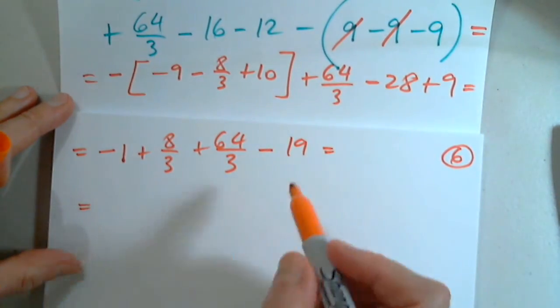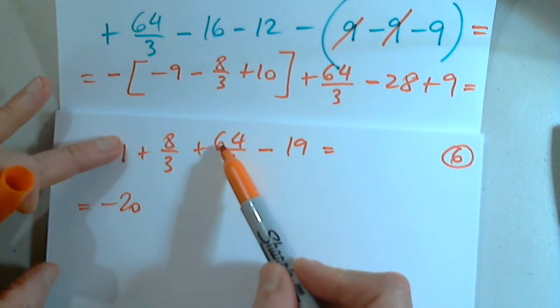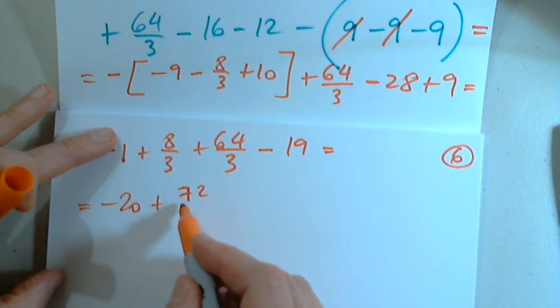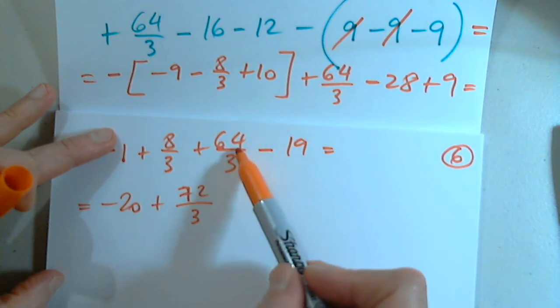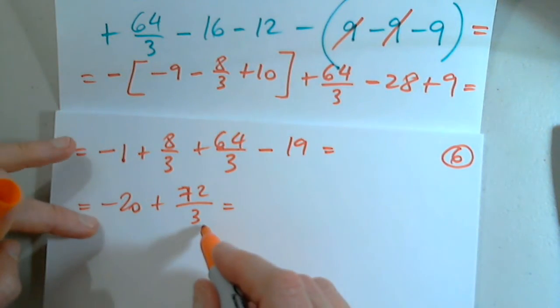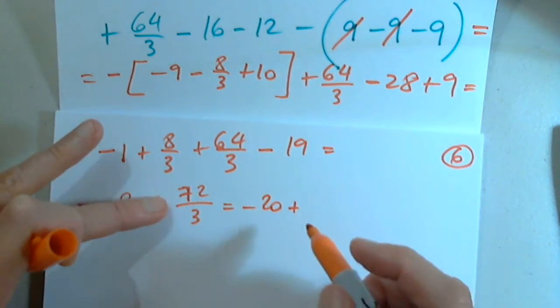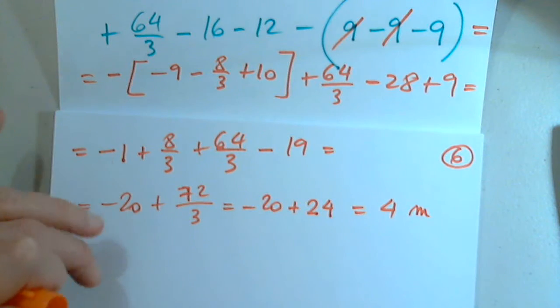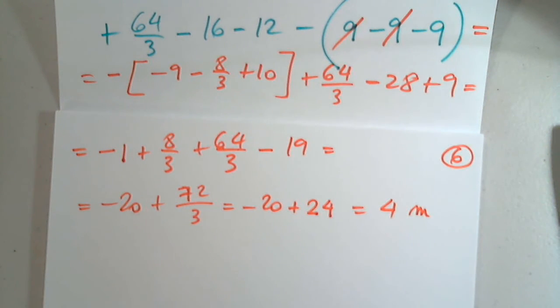Okay, let's see what we have here. So this is negative 20. What is this? So this is 72. 72 divided by 3. That's divisible by 3. Do I have 72 here? Yes, I do. Okay, so negative 20 plus, so this is 24. So it's 4 meters. Okay, and the answer has to be positive. Good, that is the total change or net change theorem.